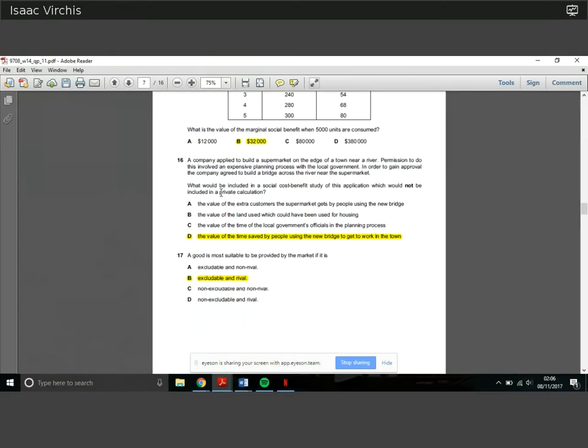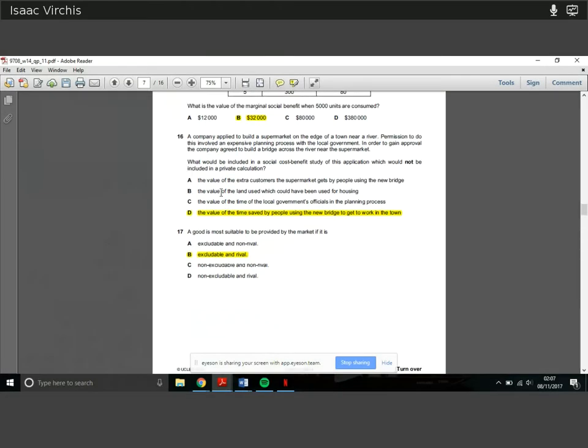The first three options are not examples of externalities. They're all examples of factors that would affect people engaged in the direct economic exchange. However, the value of time saved by people using the new bridge to get to work in town is clearly an external benefit. It's not really helping the supermarket, but the people who are getting across the bridge, not to use the supermarket, are going to have an external benefit. So D here is the answer.